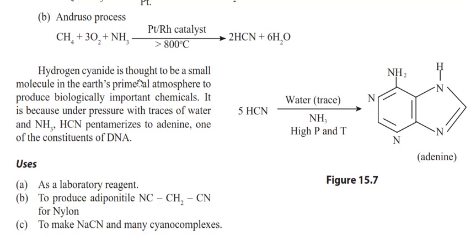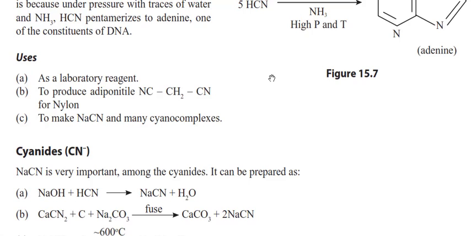Hydrogen cyanide is thought to be a small molecule in Earth's primeval atmosphere that produced biologically important chemicals. You can easily make adenine from HCN and ammonia at high pressure and temperature. So it has very good applications. It can act as a laboratory reagent, and it can be used to produce adiponitrile for nylon, and to make sodium cyanide and many cyano complexes.